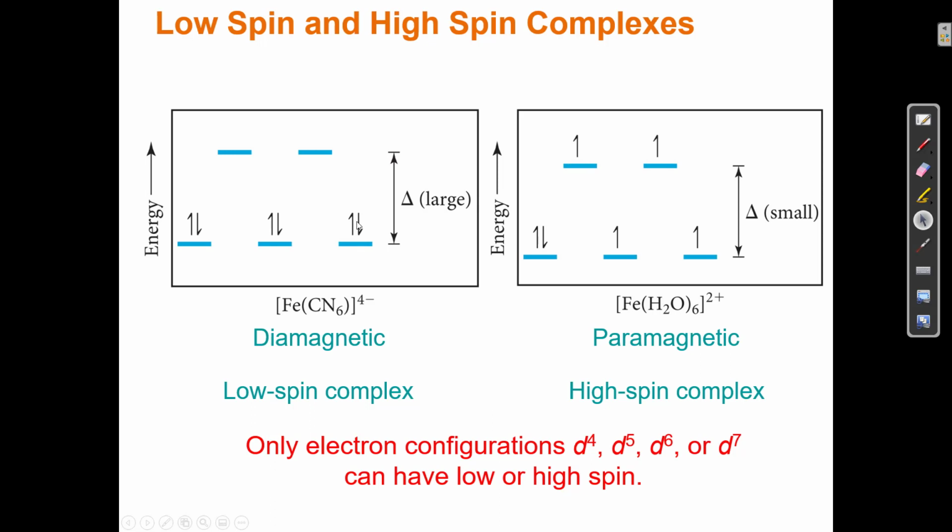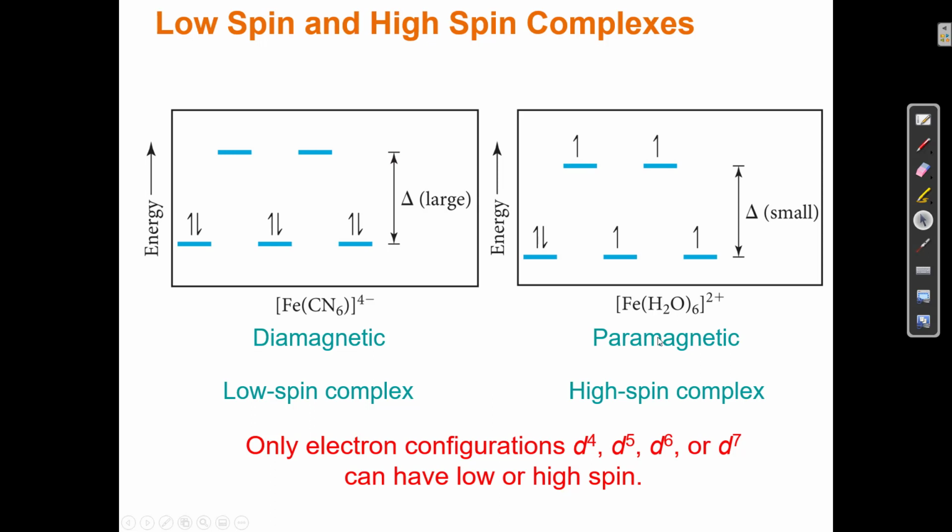And we call this a low spin complex. Remember, spin is either up or down. When all the spins are paired like this, I don't have any unpaired spins, then we call that a low spin complex. There is no spin. All the spins cancel out. Up and down are all paired. They all cancel out. In this side, it's the same ion, iron 2 plus.